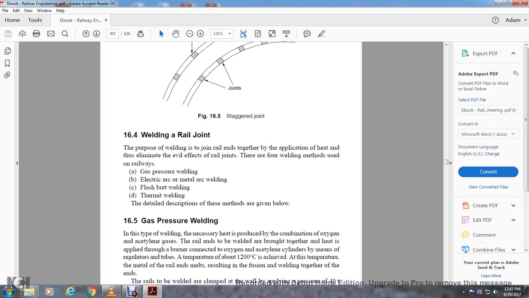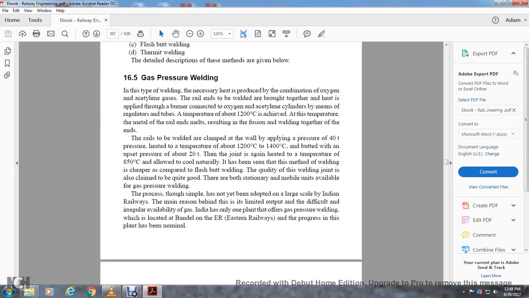16.4 Welding of the rail joint. The purpose of welding is to join the rail ends together with the application of heat and eliminate the evil effect of the rail joint. The welding methods used on the railways are gas pressure welding, electrical metal arc welding, flash butt welding, and thermite welding. The details of these methods are given below.